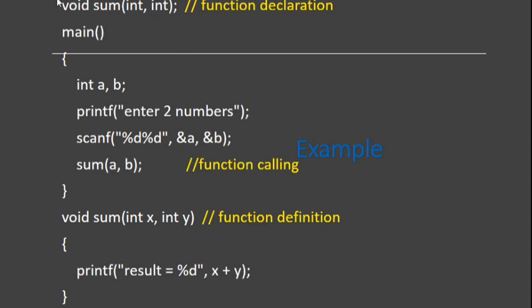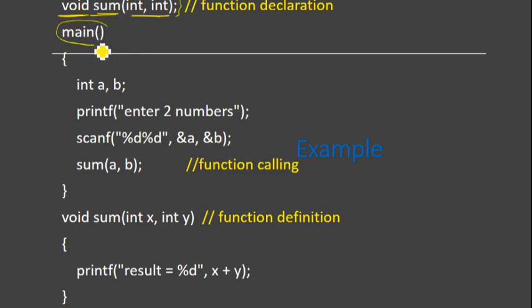So every C program starts with #include stdio.h. See here, this is a function declaration. So the return data type is what? Void, meaning the function does not return any value to the main function. That's why the return data type is void. The function name is sum. These are the arguments, and the function declaration must end with a semicolon.